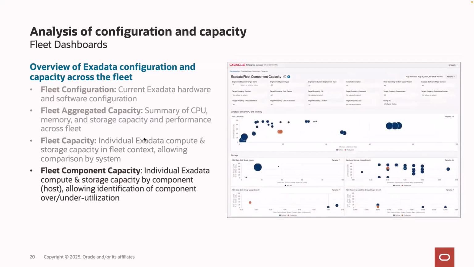And then we have the fleet component capacity, where we go on individual components. This also provides us with very fine-grained details about each individual Exadata, each individual storage server, and so on in the environment. That helps us to understand, do we have capacity? Where do we have capacity? And can we move something around in this environment?